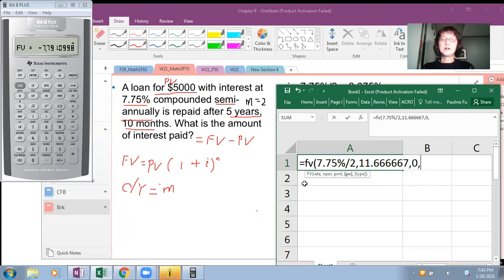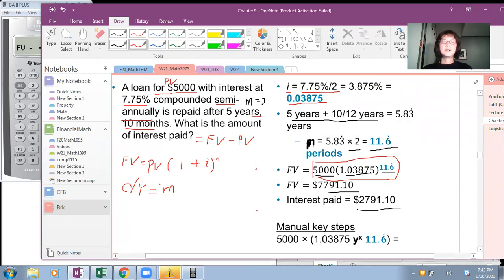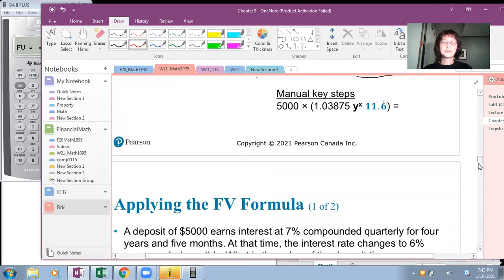PMT 0, PV is the present value. In order to get positive result, you can put negative 5,000 because this is the money you borrowed. Type is 0. 0 means at the end, you can omit here. So this is an Excel method. The formula is here. You get the same answer as this calculator. So that is how to calculate future value of compound interest.